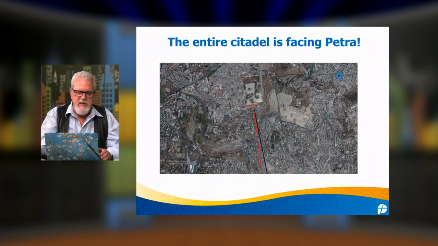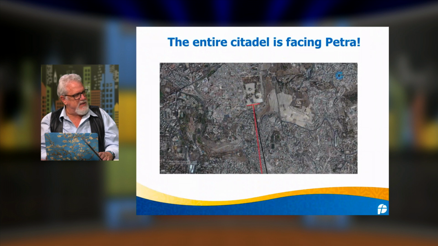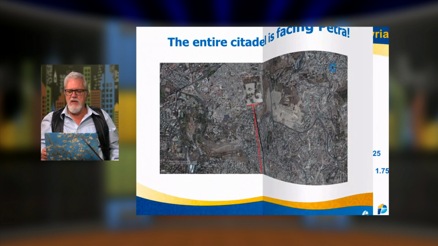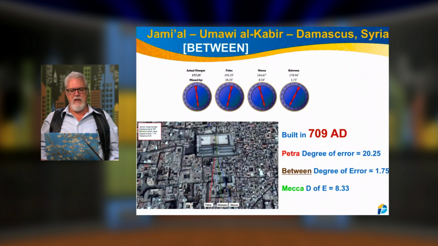There you can see the citadel of Al-Aqsa, which is in the foreground, Dome of the Rock, which is in the middle, and the entire wall that goes around it is facing Petra. In 691, in 709. Okay, now we're still in 709, and we come to the Jami al-Umayyi al-Kabir Mosque in Damascus.